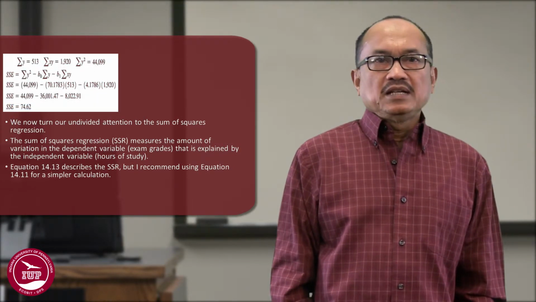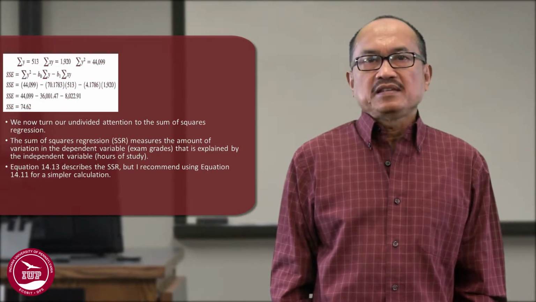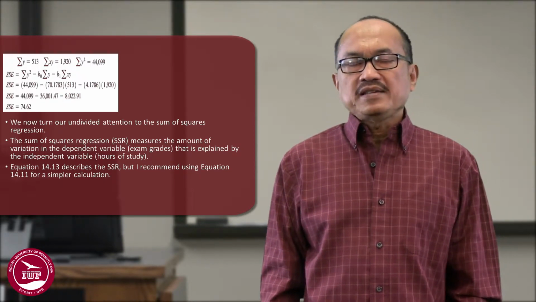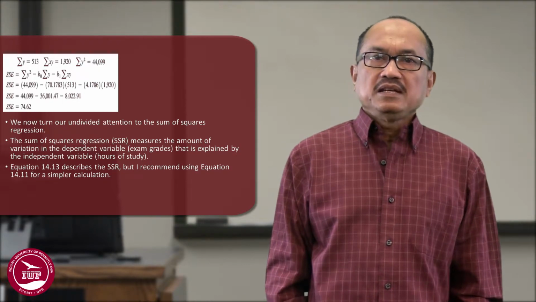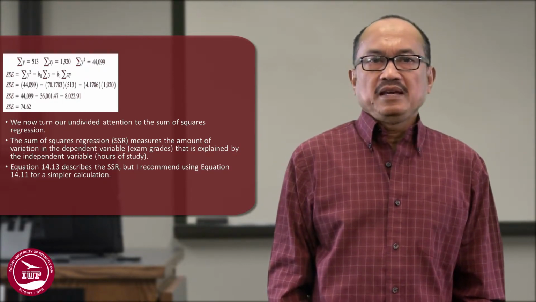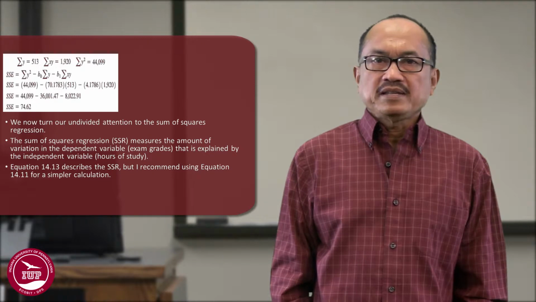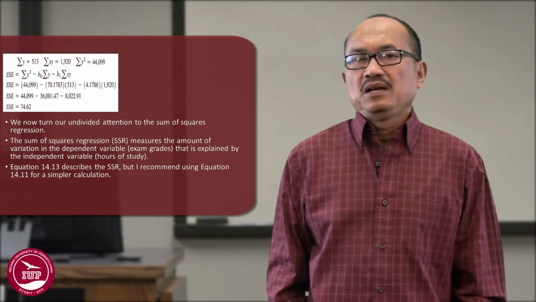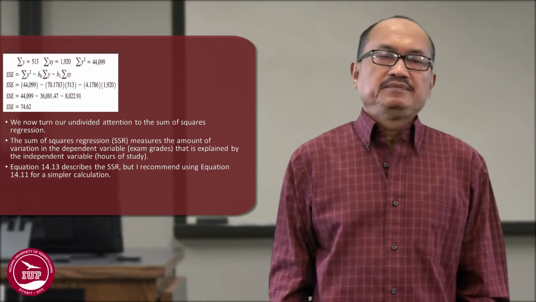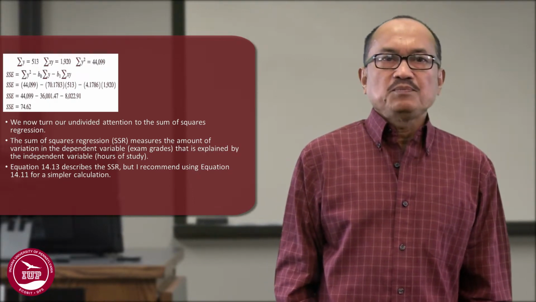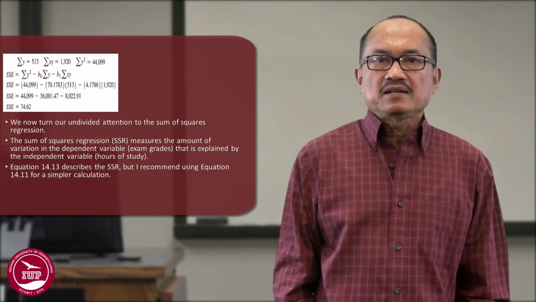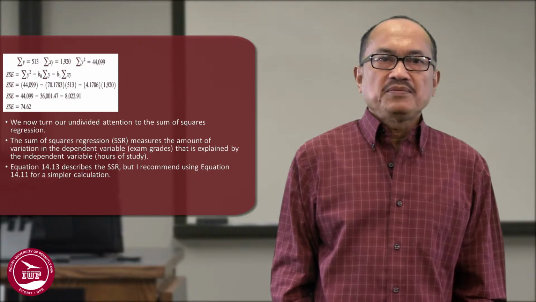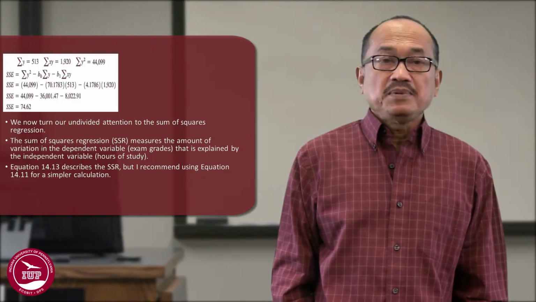We now turn our undivided attention to the sum of square regression. The sum of square regression, or SSR, measures the amount of variation in the dependent variable, or exam grade, that is explained by the independent variable, or hours of study. Equation 14.13 describes the SSR, but I recommend using equation 14.11 for a simpler calculation.